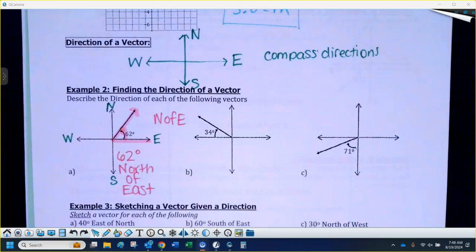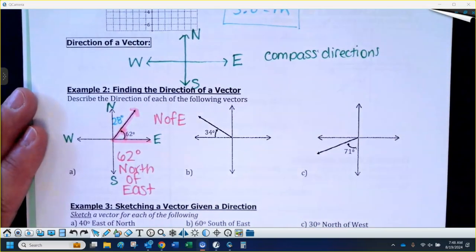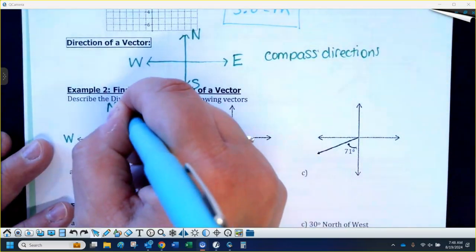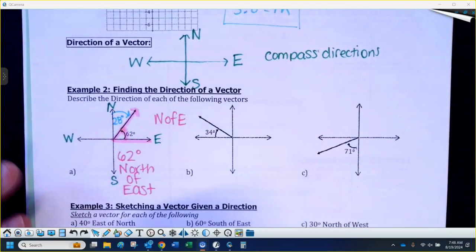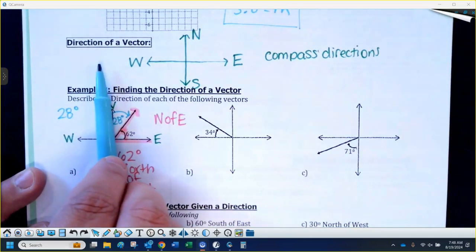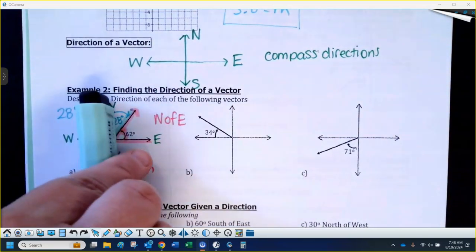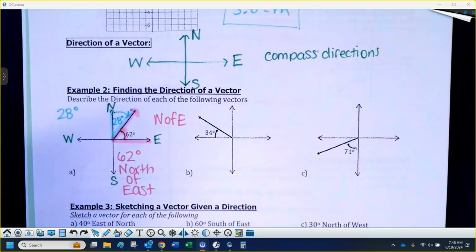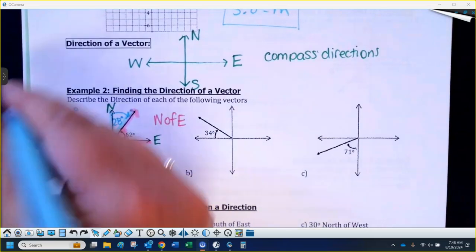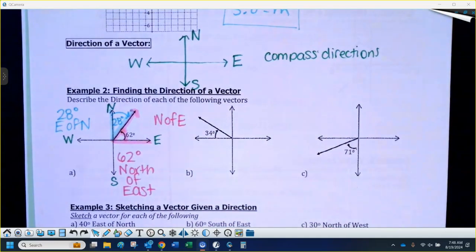I don't want you to write this because I don't want you to get confused, but if you wanted to find this angle measure, you don't have to do this. This would be a 28 degree angle here. So another way I could describe this same vector is 28 degrees. Let me draw a different angle here that goes from the north toward the east. The way you would describe that would be east of north. But you don't have to do that. If you want to just use the angle that's in the diagram, you can, but there are two ways to describe each of these.